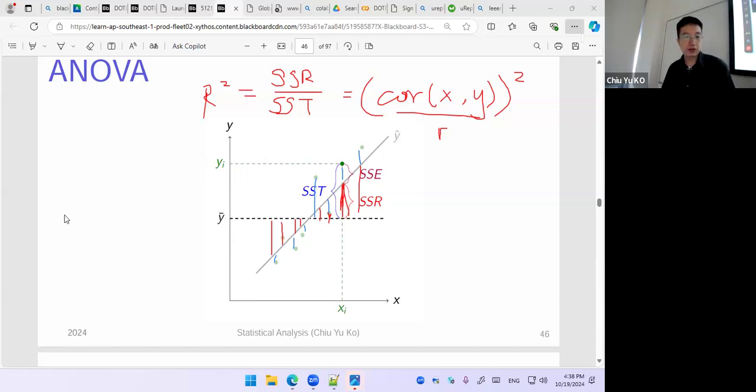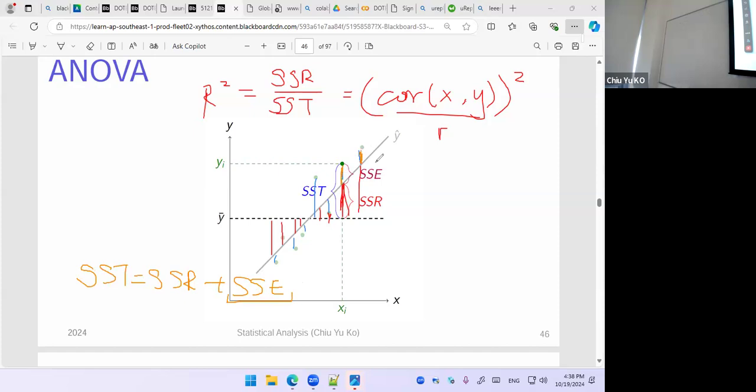So one interesting thing I want to mention for the regression case only is that SST is SSR plus SSE. And I remind you that SSE, you look at this, is this one. When you run regression, we're trying to find the slope and intercept to make this as small as possible, if you remember that. That is what we're doing. We find the slope and intercept to try to make SSE the smallest.